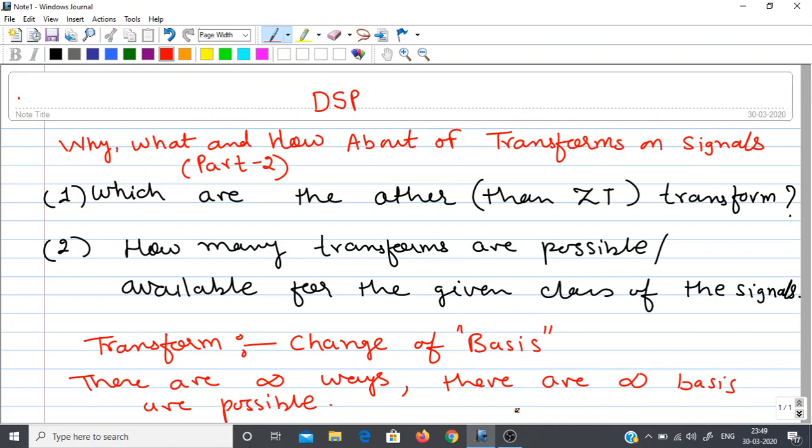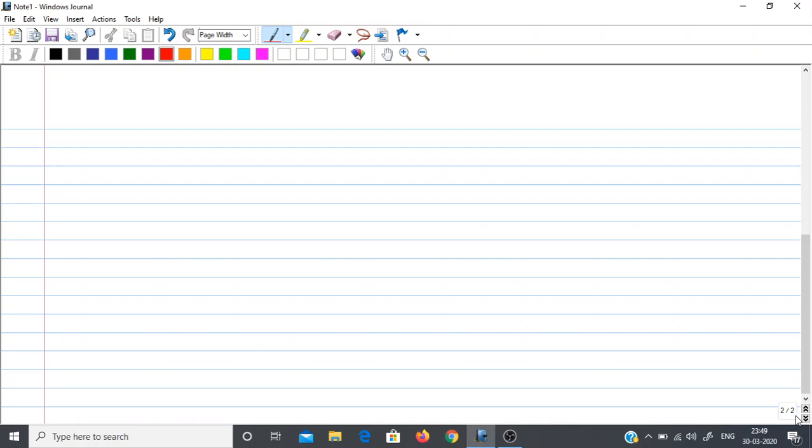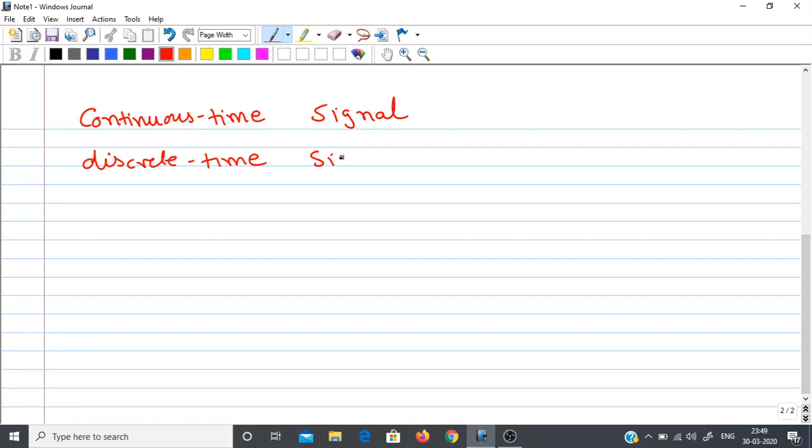Now, generally, signals can be classified into two types. You might be aware of this: continuous time signal and discrete time signal. These are the two broad classes of signals. And now I shall discuss what are the popular transforms available for these two general classes of signals.